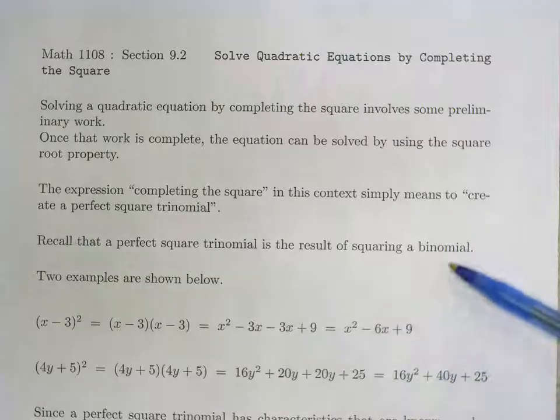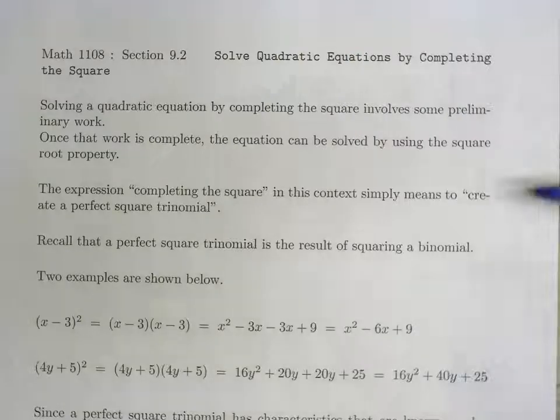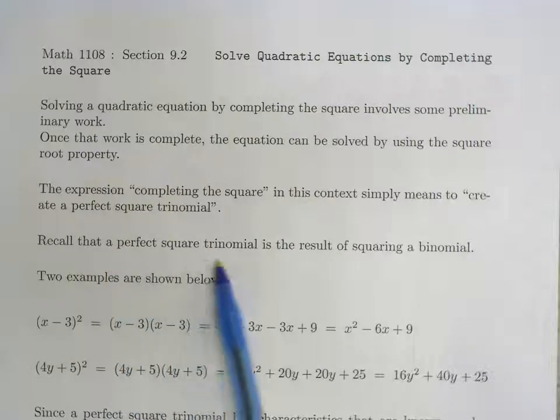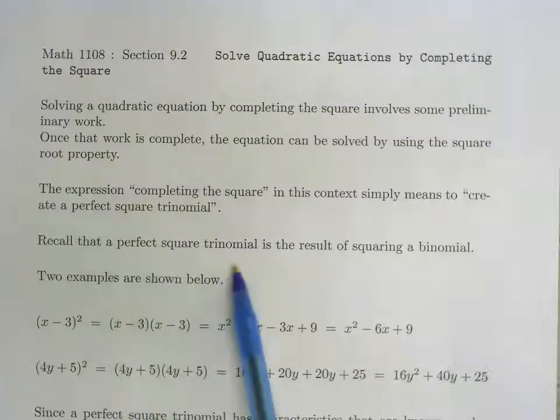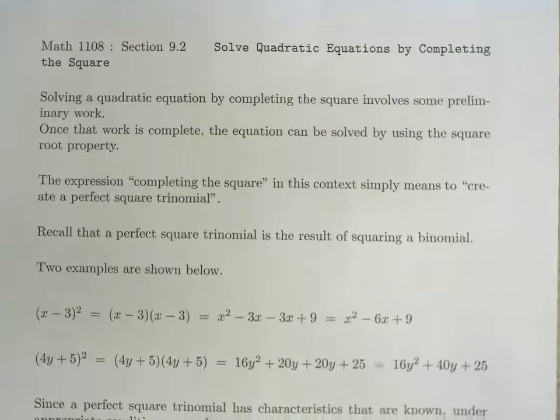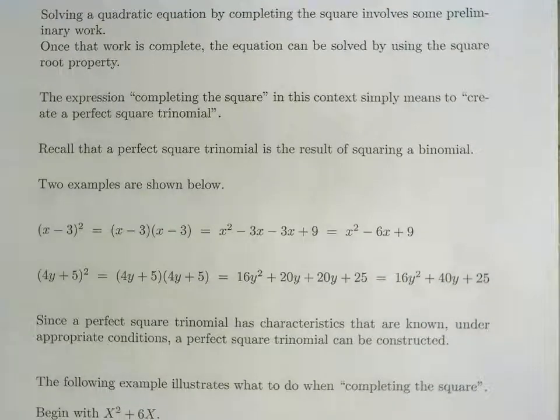And recall that a perfect square trinomial is the result of squaring a binomial. And by now you know that there's a lot of emphasis put on perfect square trinomials in this course. So a couple of examples. These types you've seen before.